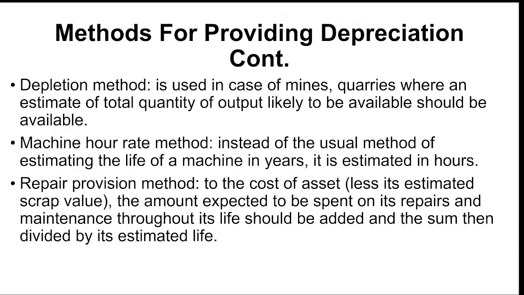Then we have the repair provision method. To the cost of the asset, we subtract its estimated scrap value. The amount expected to be spent on its repair and maintenance throughout its life should be added, and the sum then divided by its estimated life. So here we get the cost of the asset, subtract the scrap value, then add the expected repair amount throughout its life, and the sum is divided by its estimated life.